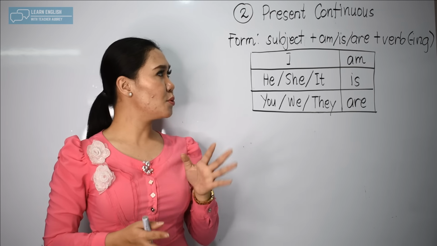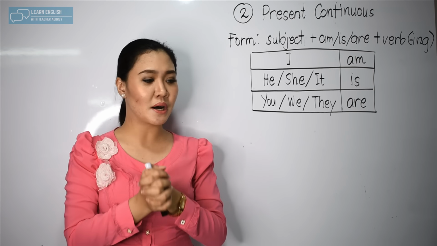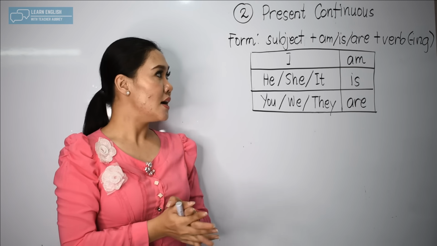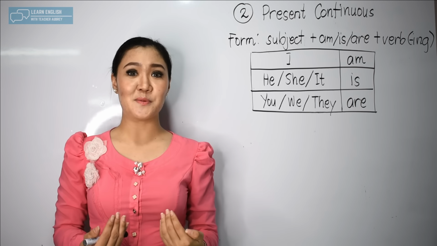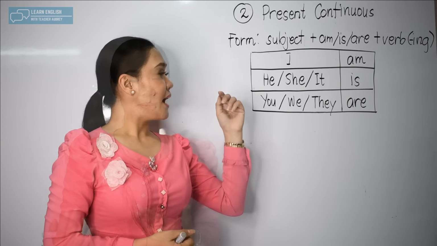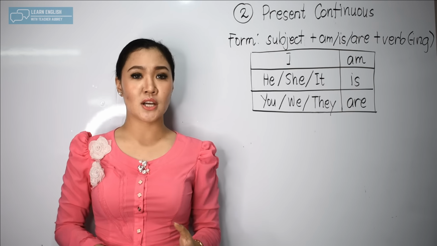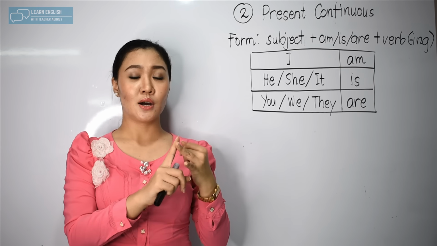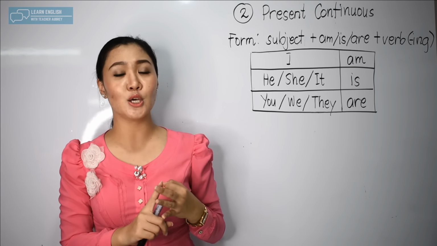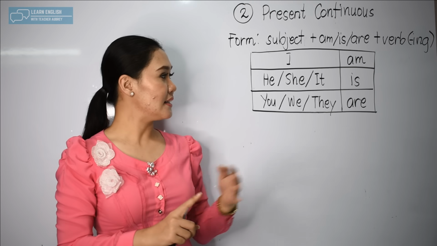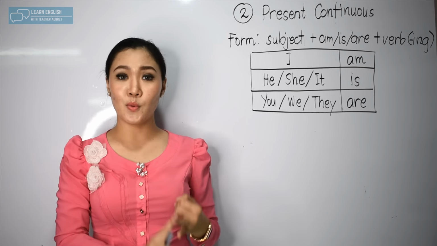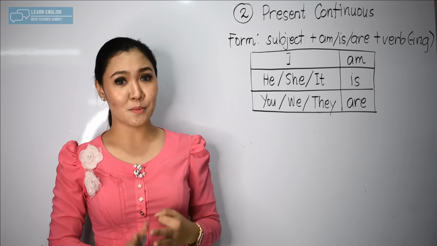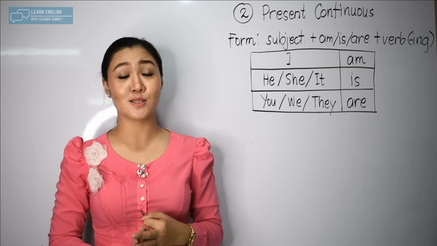Ngayon, Teacher Aubrey, saan po ba ginagamit ang am, is, are? Ito yung mga pinagagamitan ng am, is, are. Ang am, lagi lang natin siya ginagamit kapag ang subject ay I. Okay? I am. I am. Ang is naman ay ginagamit kung ang subject ay he, she, or it, o anumang singular na noun. At ang are naman ay ginagamit kung ang subject ay you, we, or they, o anumang plural na subject.